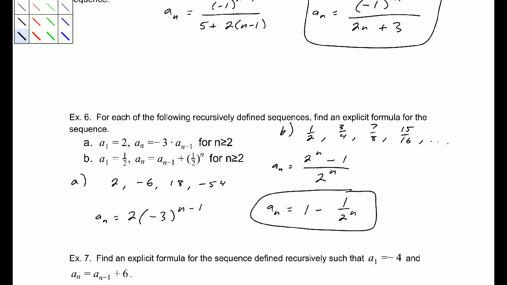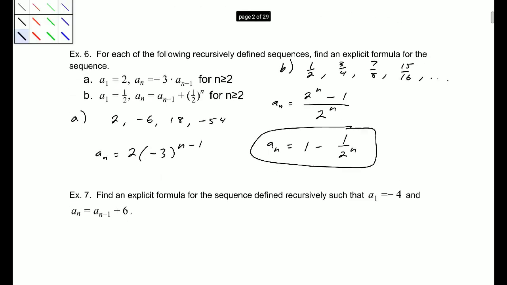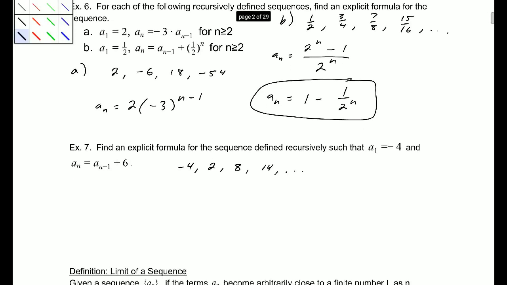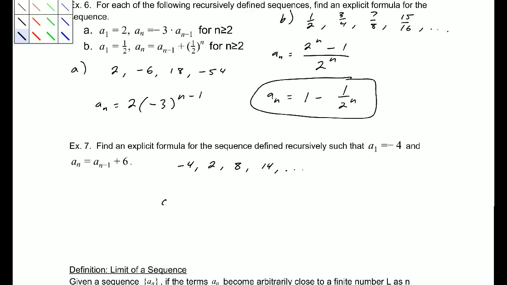Right, one more recursive. The first term is negative 4, and it appears to be adding 6 each time. So my sequence is negative 4, 2, 8, 14, etc. Alright, so an is negative 4 plus 6 times n minus 1, or 6n minus 10.